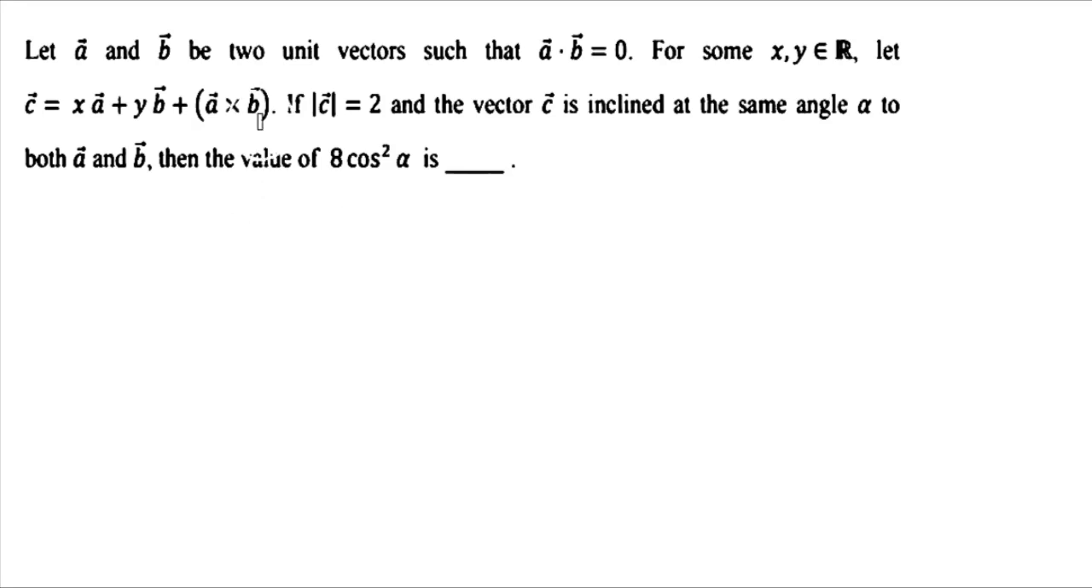Let a vector and b vector be two unit vectors such that a vector dot b vector is equal to 0, for some x, y belonging to real numbers. Let c vector be equal to x a vector plus y b vector plus a vector cross b vector. If mod c vector is 2 and vector c is equally inclined to a vector and b vector, at the same angle alpha, it means equally inclined, then we have to determine the value of 8 cos square alpha.